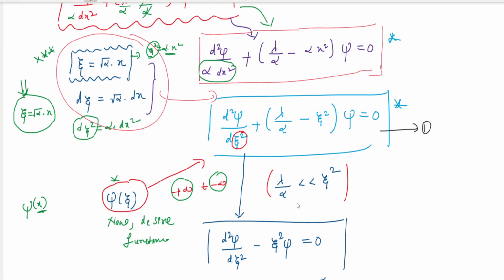Okay, for example, for a large value of x, here I'm using a large value of x, I mean xi square, with lambda divided by alpha less than xi square. In that case I'm going to ignore this term, then I can get d square psi divided by dx square. This is a very important condition.